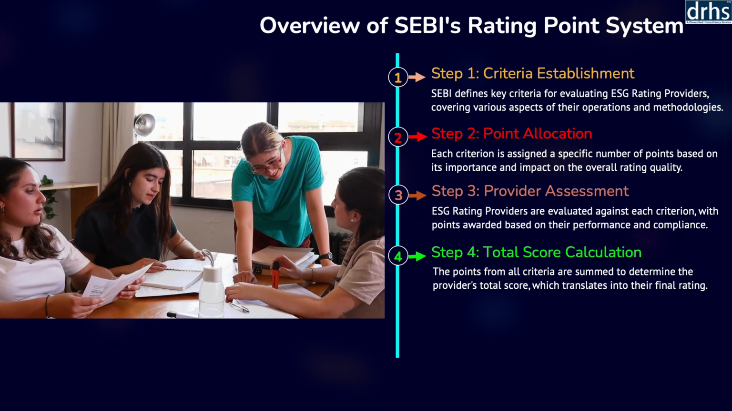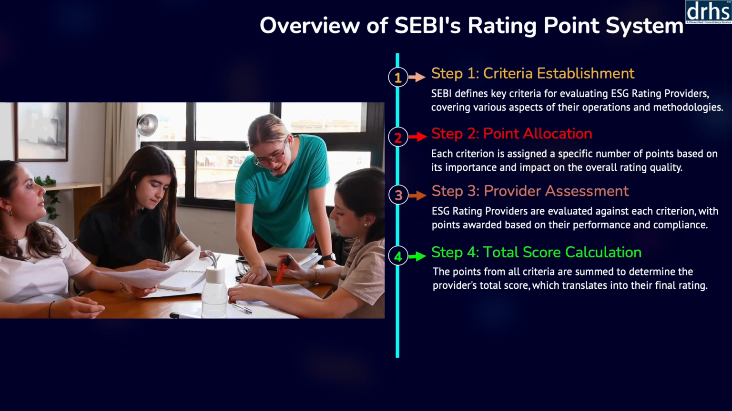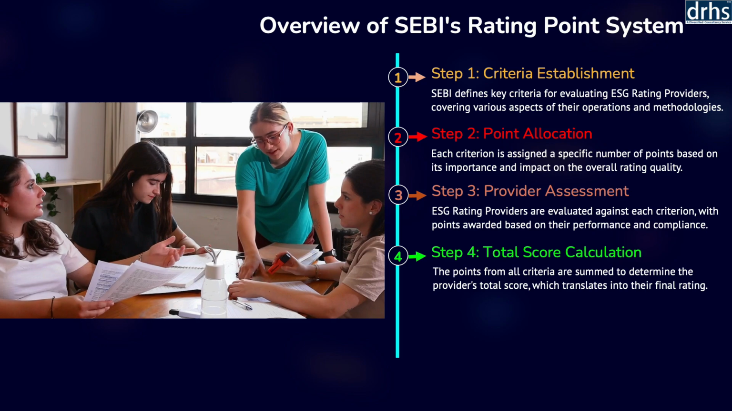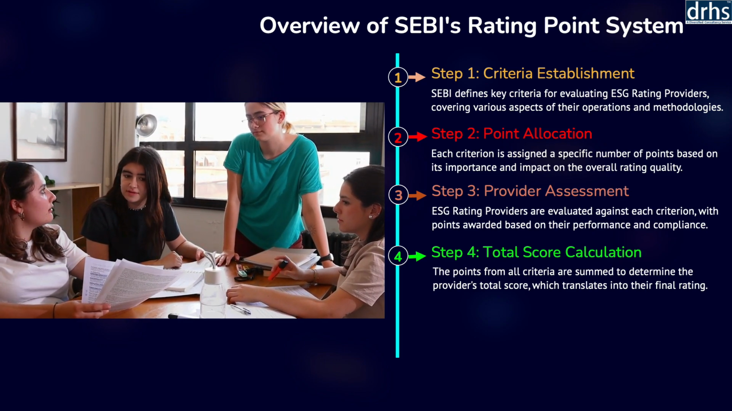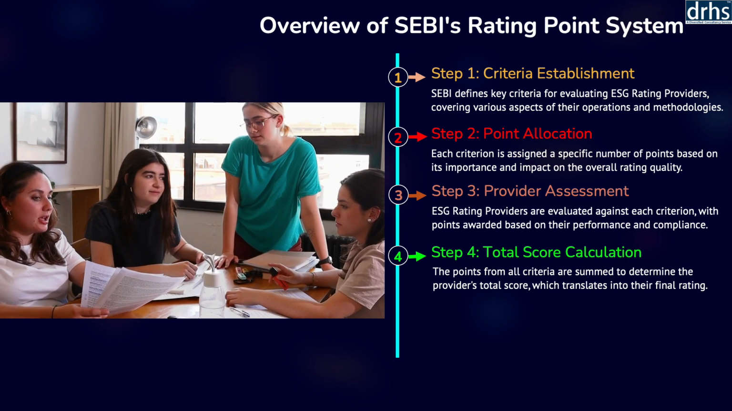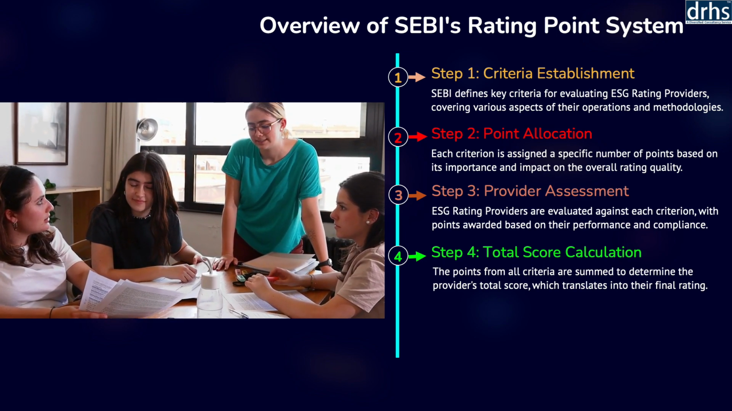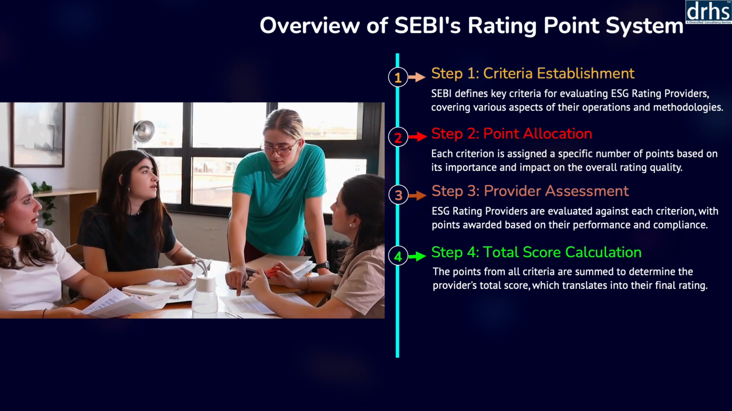For example, governance and independence scored 18 points out of 20. Transparency and disclosure scored 16 out of 18 points. Methodology robustness scored 22 out of 25 points. So now the total score will be 85 points out of 100, that is 85%.